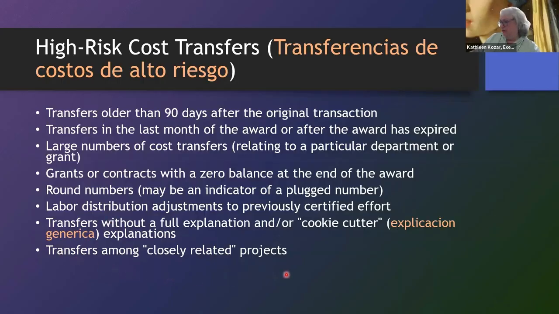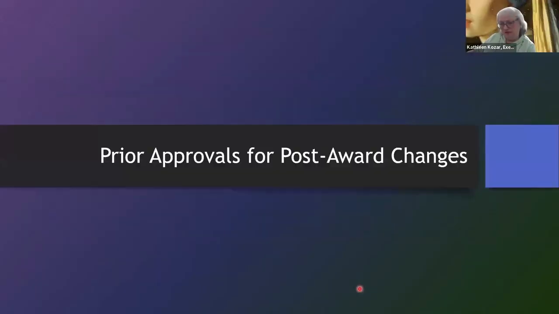And then you have to be careful about closely related projects. That's another thing that is scrutinized to make sure that the grant accounts are being treated equally and consistently, that you're allocating across projects when it is necessary. So those are the kinds of things, again, that an auditor will look at. Okay, so that concludes the cost transfers.